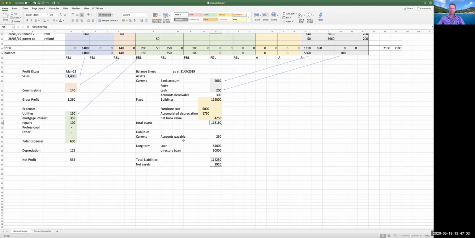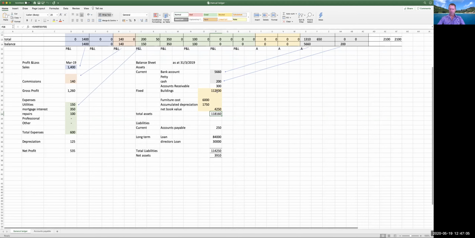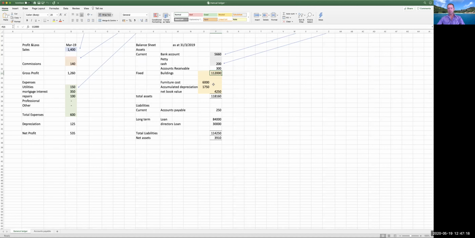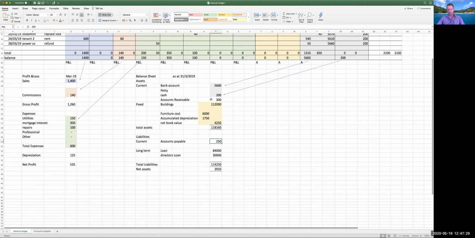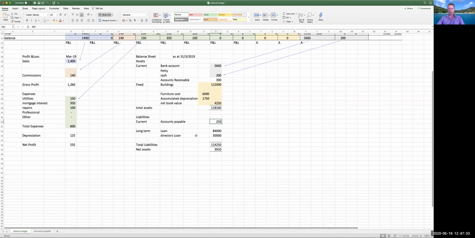Okay, and that gives us our total asset position, including the building, which costs £112,000, which, by the way, does not depreciate. Okay, but let's leave that for a more advanced session. The £112,000 gives total assets of £118,000. Okay. We then have accounts payable, which I'm going to come on to before we end this session. We're going to talk about both accounts receivable and accounts payable.